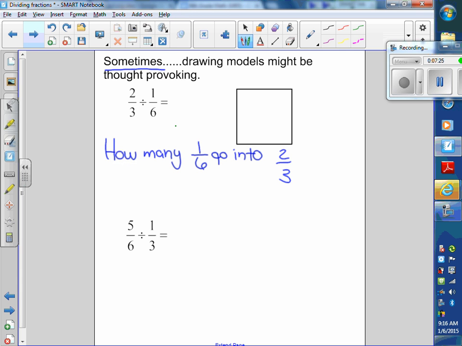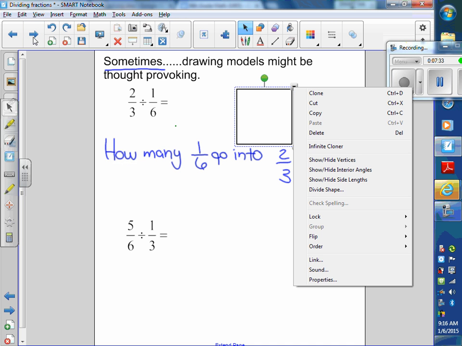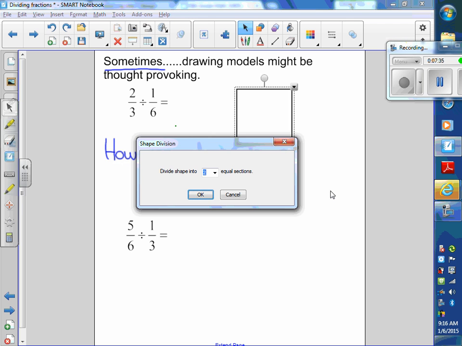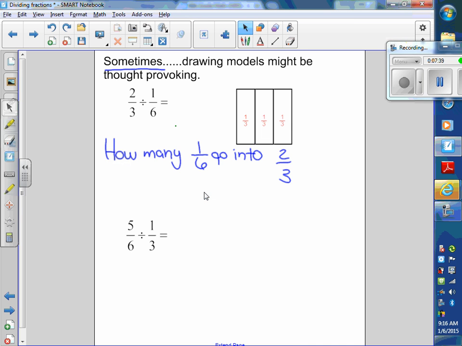Split the square. Sure, your first step could be split the square into thirds. Good idea. So I'm going to divide my shape into 3 parts. Okay. Owen, what do you think we could do next? We're trying to figure out how many 6ths are in 2/3. Here's a picture of thirds. What would be helpful to have in that picture?